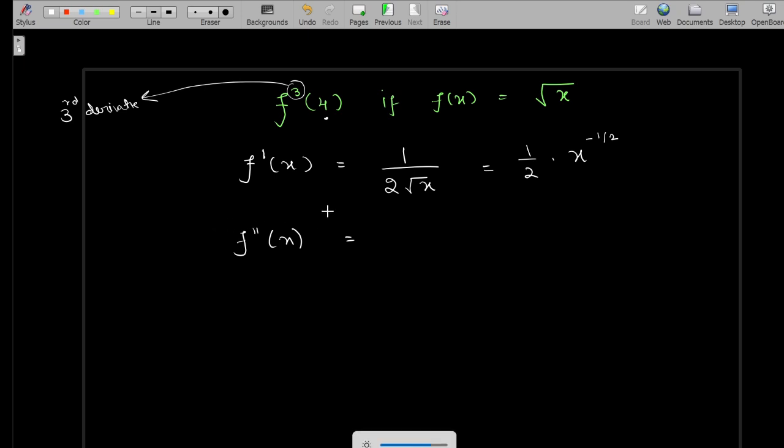The power rule? How do you differentiate x raised to 5? Well, it just becomes 5x to the power of 4. So apply the same rule to this function and differentiate it.